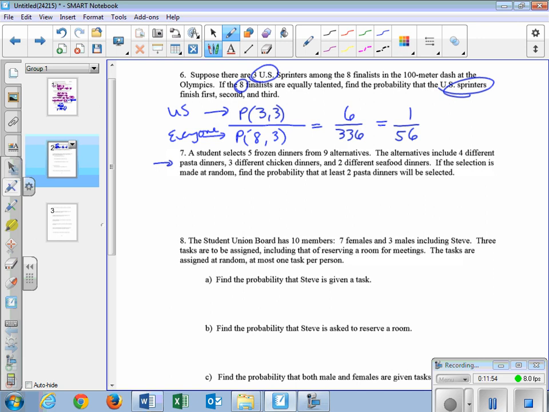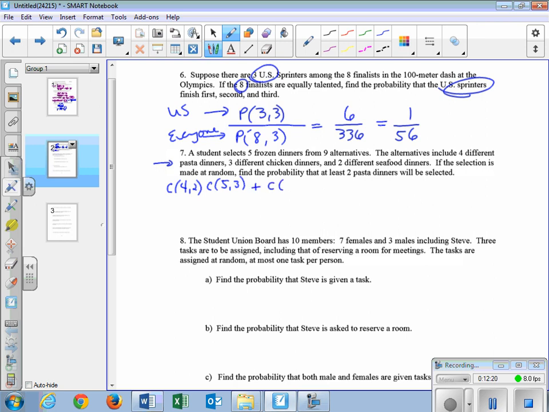So if I think about that, I'm going to do a combination of 4 choosing 2. If I have 2 pasta dinners, that means I have 3 non-pasta. So I'm going to group together the chicken and the seafood. So that would be 5 choosing 3. Did you notice what I did there? I just broke it down to pasta dinners and non-pasta dinners. So that's why I can put the chicken and the seafood together.